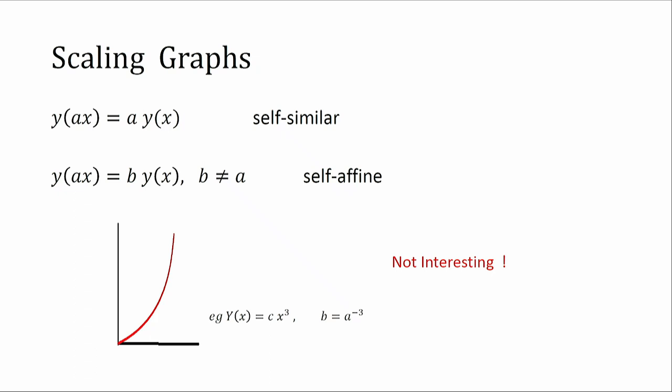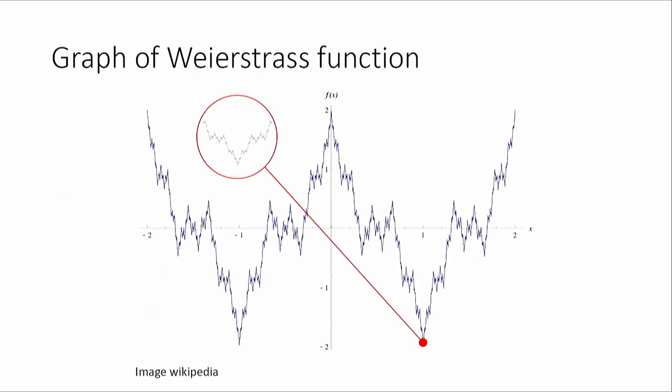This business about scaling only gives one possible solution. In the self-similar case, just y equal to x, and in the self-affine case, just a power of x, which is not interesting. So the answer is that the function has to be non-differentiable. If you have a regular and smooth function, self-similarity will give you nothing interesting.